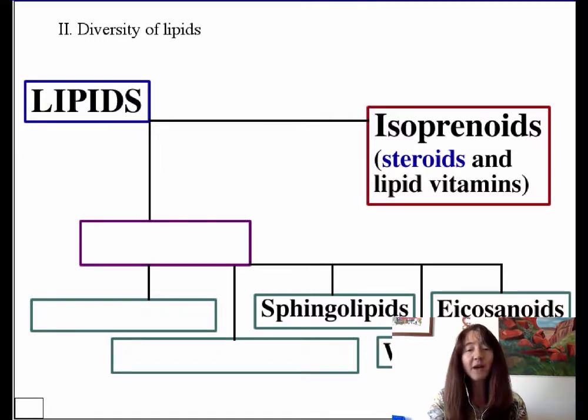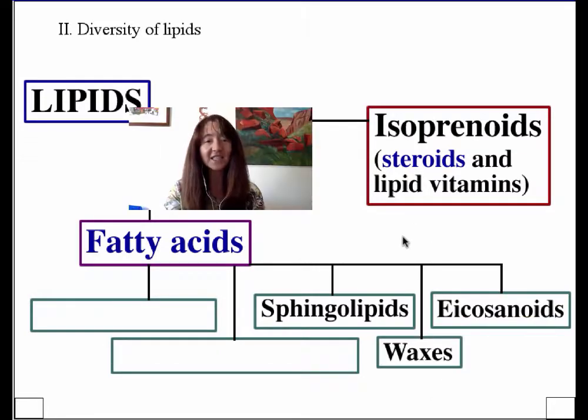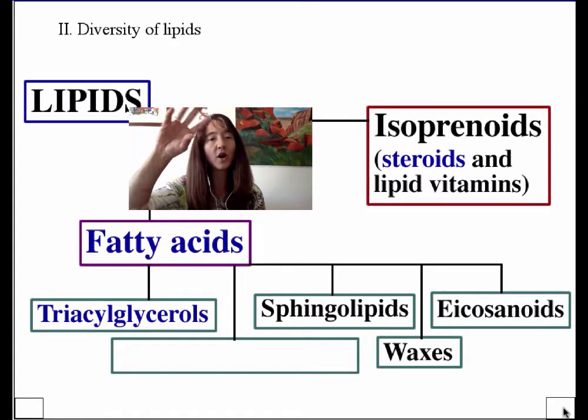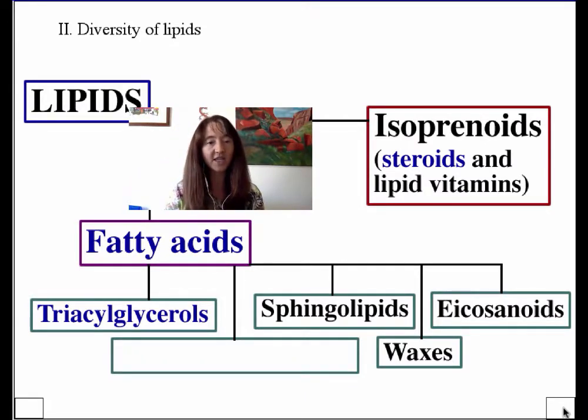The more talked about group of lipids are the fatty acids, and we will momentarily be diving into the structure of the fatty acids. We will begin with the simple fatty acids and build from there. We will be talking about the triacylglycerols as a storage form of fatty acids because in actuality, fatty acids themselves, they have a carboxyl polar head group and a long hydrocarbon side chain.